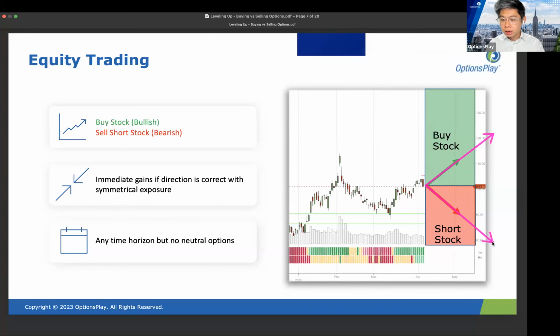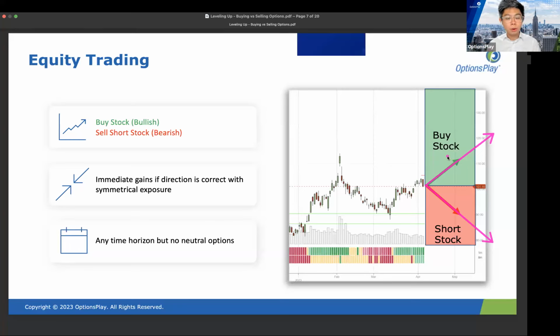you have to risk. If you buy 100 shares of the stock and the stock goes up by $1, what you make in that scenario is exactly the opposite if it goes down by $1. It's symmetrical in terms of how much you can make versus how much you can risk. And you get immediate gains if the directional view that you have is correct, meaning if you buy a stock and it goes up even by a penny, you start making money. If it declines by even a penny, you start losing money.